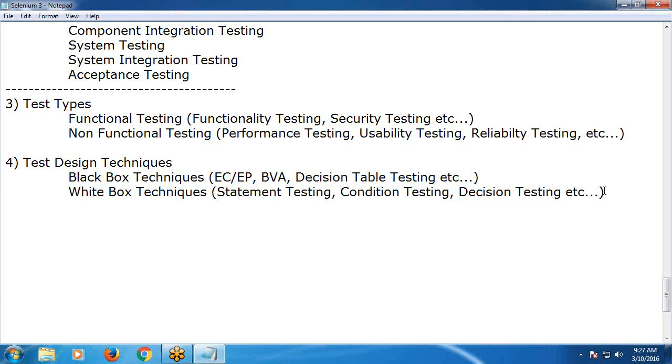Madhumati, informal techniques, that is experience-based techniques. Yeah. Error guessing. Good. Error guessing, exploratory testing. Next, error guessing.